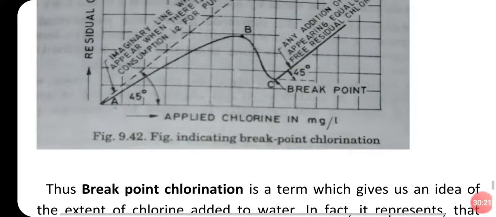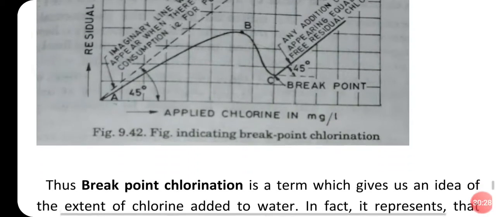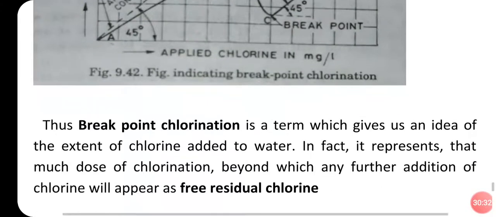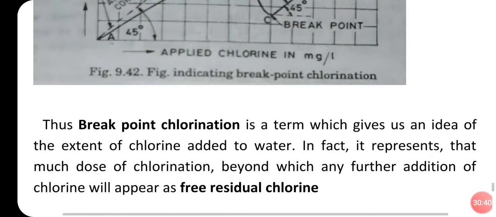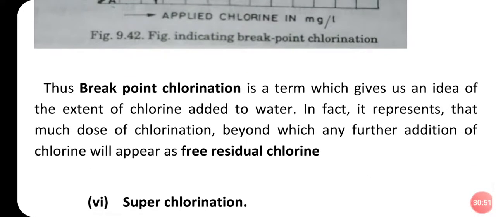So what we require is to add chlorine such that the horizontal line is shown at C. So it should be only that much chlorine available in the water freely. This is called free residual. Beyond which any further addition of chlorine will appear as free residual chlorine. So that care must be taken. So this is breakpoint chlorination, which is commonly adopted in all water treatment plants, where breakpoint chlorination is important as far as possible.